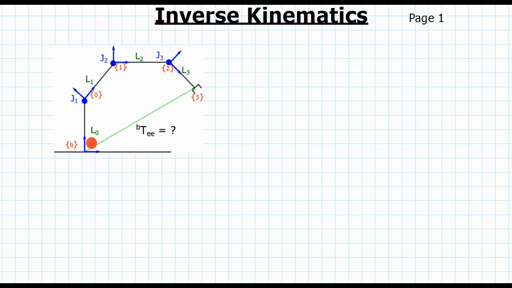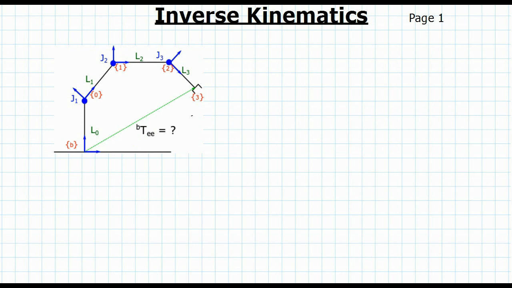So forward kinematics is if someone gives you all the qi, all the joint angles, then you can go ahead and compute the transform from the base to the end effector. So this is forward kinematics. And it is not just the end effector. We can compute the transform from the base to every other link and joint. But the one we care about the most is the end effector. So this is forward kinematics.